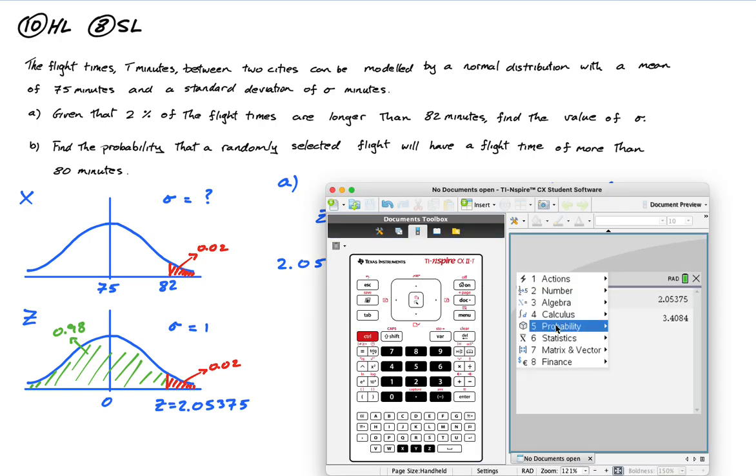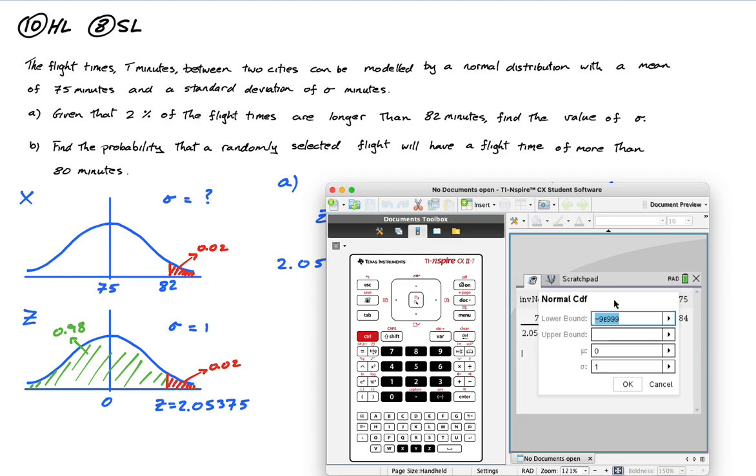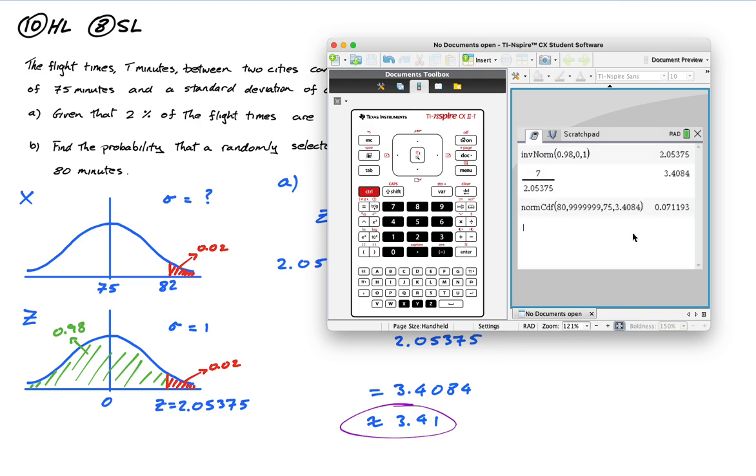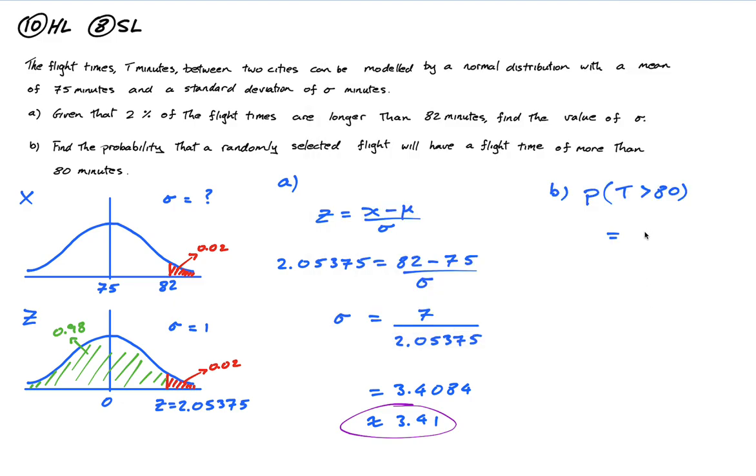I'm going to do menu, probability, distributions, normal CDF. My lower bound is now 80, and my upper bound is basically infinity, but I'm just going to put 9999999, and my mu is 75. For my sigma, I now know it, but put in this value, guys, not the over-rounded one. So I'm going to put in 3.4084, press enter, and I get 0.071193.